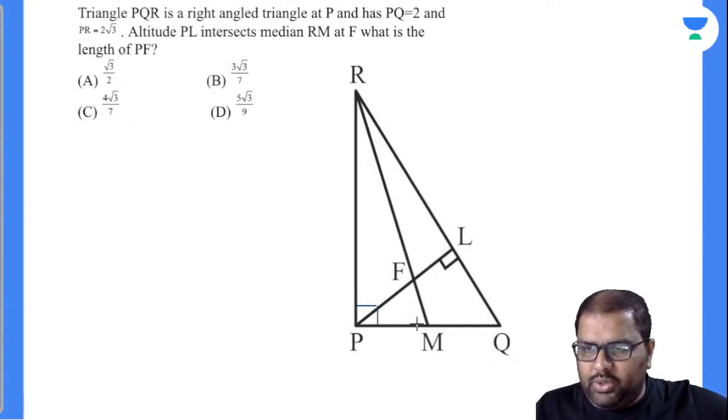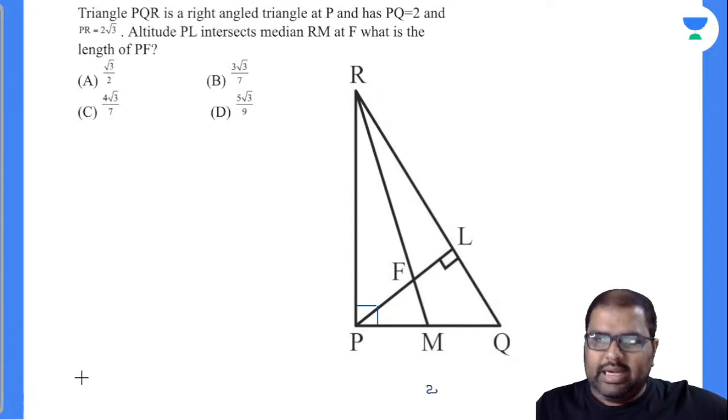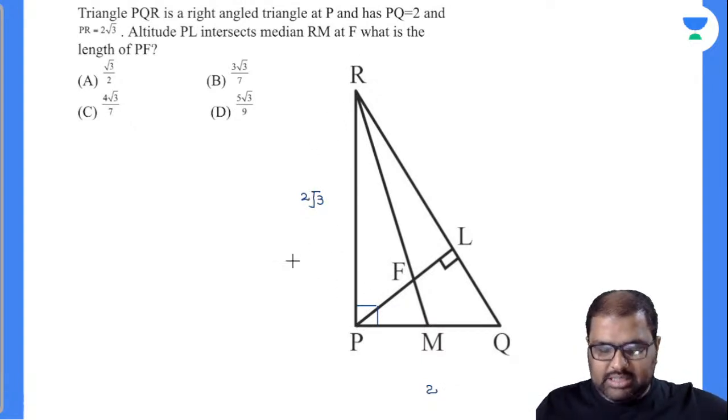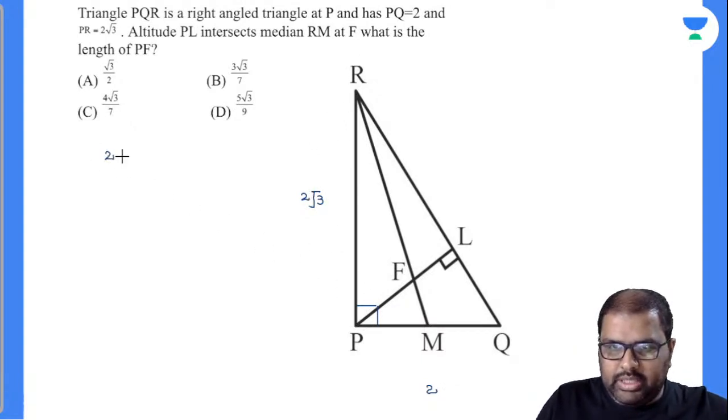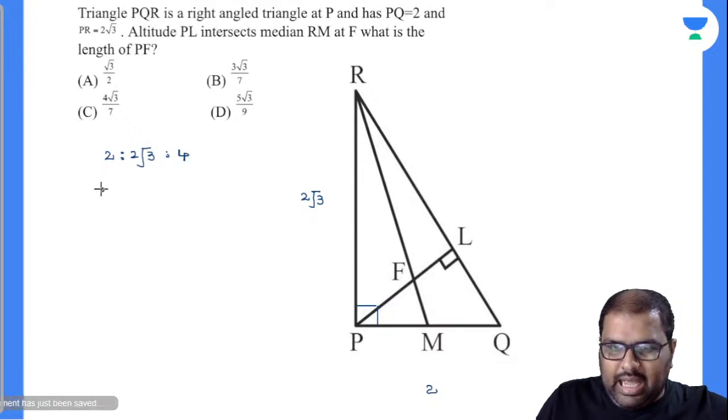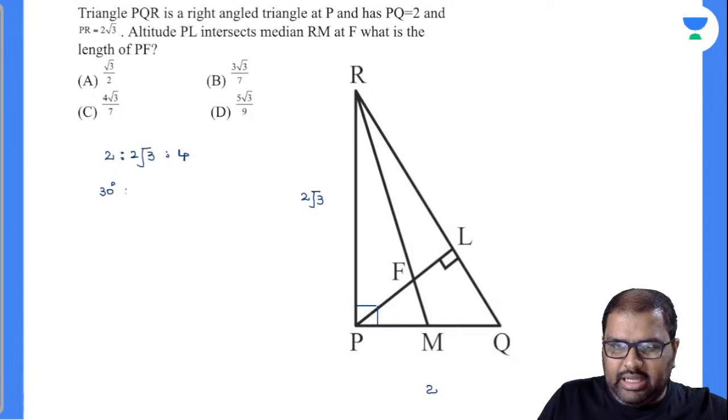And again, PQ value is given as 2. I'll take down PQ value as 2. It is given there. And PR value is 2 root 3. If you closely observe there, your base value is 2 and your one perpendicular side value is 2 root 3. 2 is to 2 root 3 is to, by Pythagoras theorem, I can easily say my hypotenuse value will be 4. And the angles will be in the format of a 30, 60, 90 degrees triangle. It's a special triangle. Am I right or wrong?